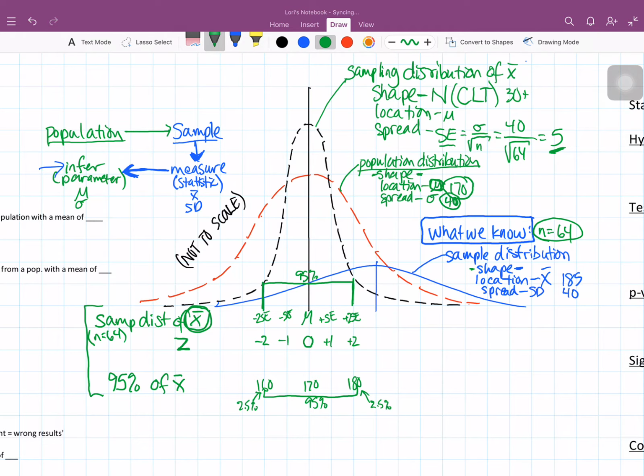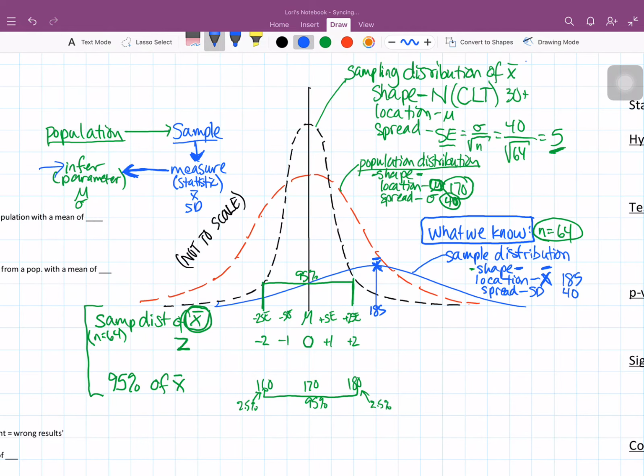I'm going to do one more thing. I'm going to draw this x bar right here at 185. So I'll put the x bar at 185, so we can see that visually.